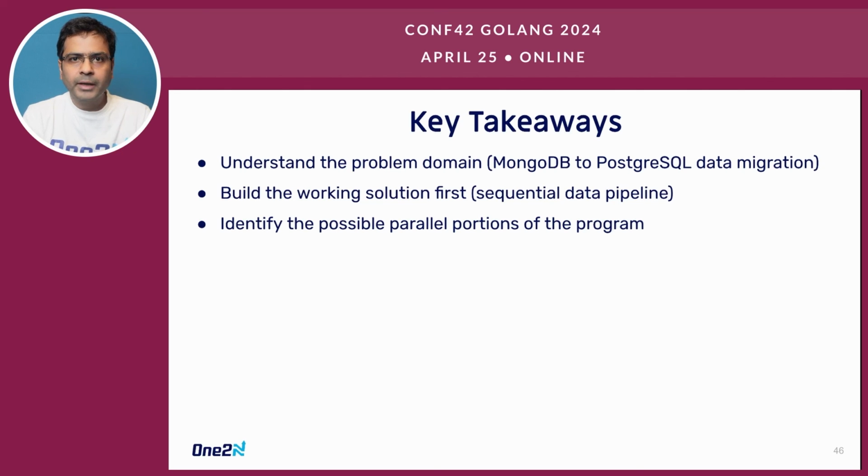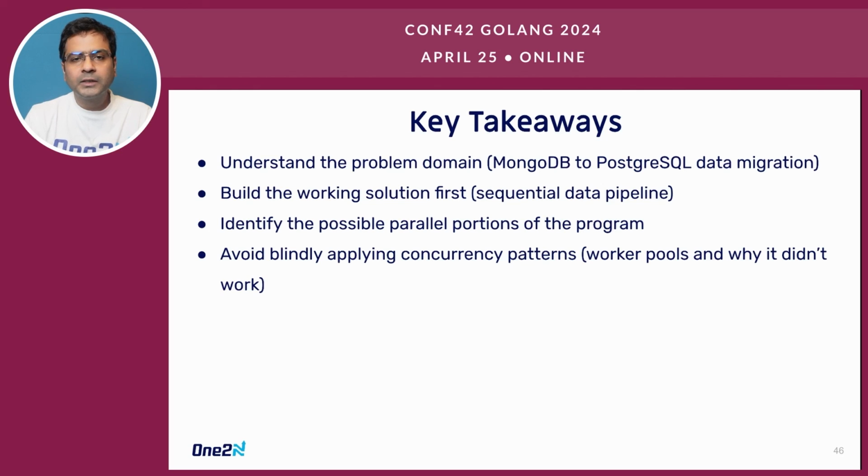We identify possible parallel portions of the program. Not every program can be parallelized, right? So you have to identify what parts of the program can actually be improved. We have to avoid blindly applying concurrency patterns. For example, we tried to apply worker pools without really thinking too much, and then it didn't work out, right? Because the program was concurrent and it was performing well, but we did not have correctness. And without correctness, no optimization helps.